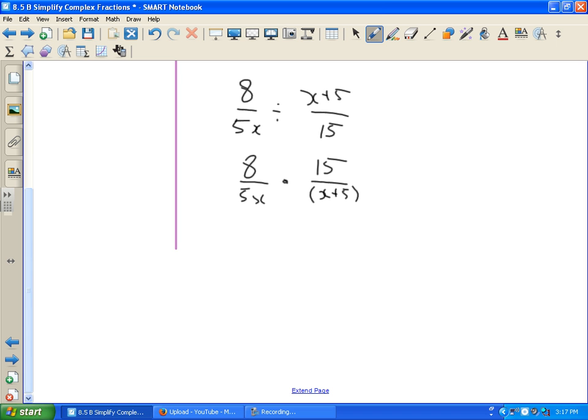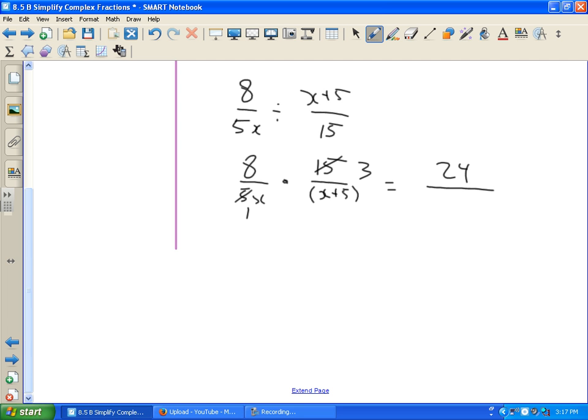At this point, I will simplify anything I can. There's something in common with the 5x and the 15. 5 goes into 5 once. 5 goes into 15 3 times. Nothing else can simplify. So I have 8 times 3 up top for 24.